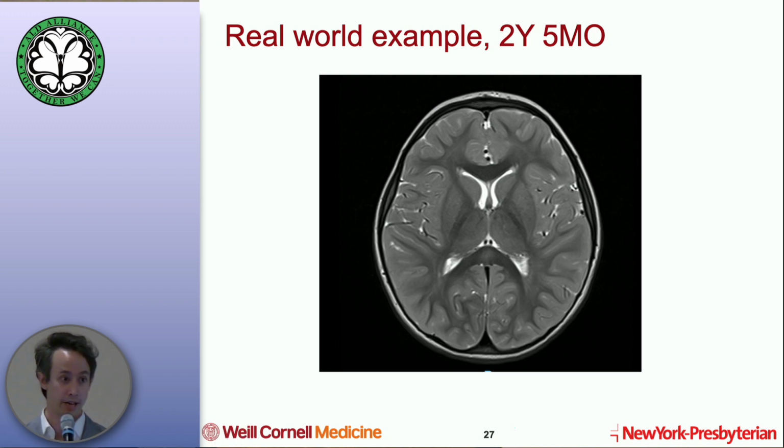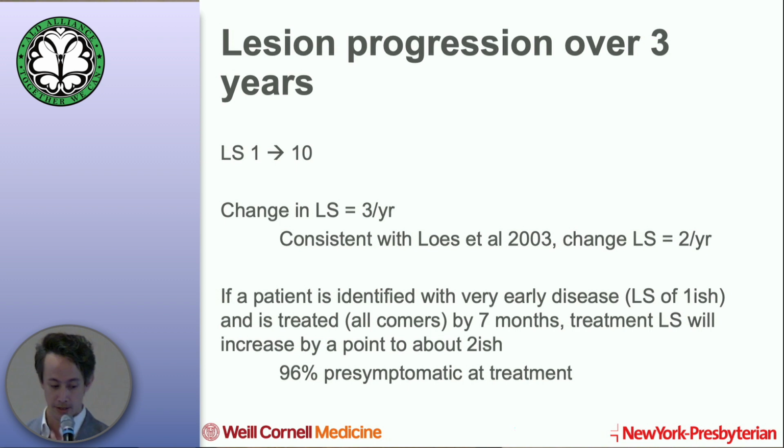Are there de novo cases less than the age of 3? The answer is absolutely yes. In my short time in this field, I've seen 2. So to quantify him and put him in context for how much time we have to treat patients, he essentially had untreated lesion progression for 3 years. His LES score went from 1 to 10. So he had a change in LES score of about 3 per year.